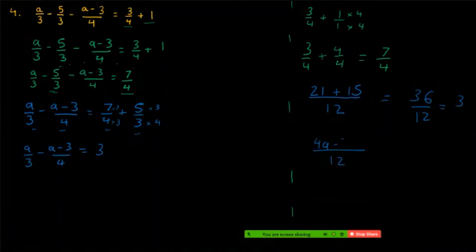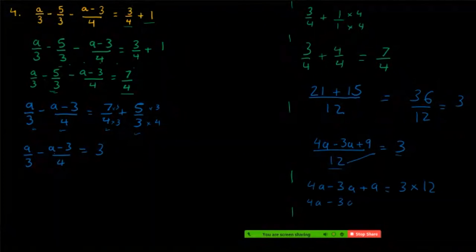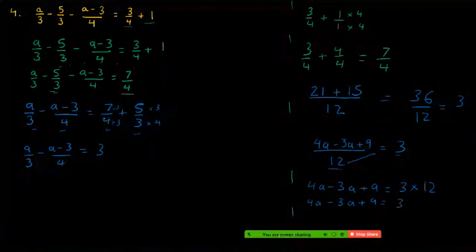So it's going to be minus 3a, and minus minus becomes positive, so it's going to be 9 is equal to 3. Okay, so now what we have is a 12 down here and a 3 down here. So what I'll do is 4a minus 3a plus 9 is equal to 3 times by 12, because if you get the 12 to the other side of the equation, the division becomes multiplication. So it will be 4a minus 3a plus 9 is equal to 36.